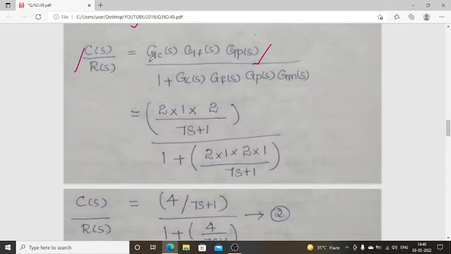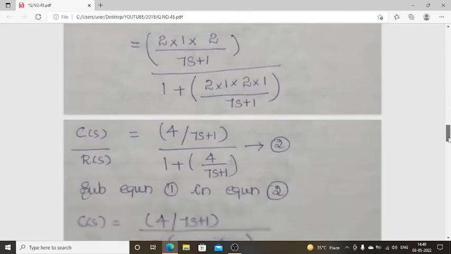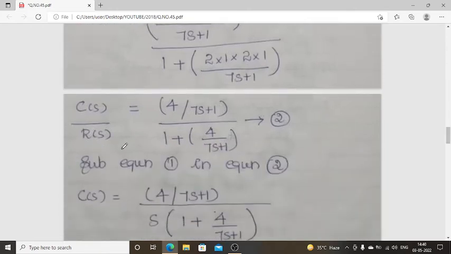So here we know GC of S, GF of S, GP of S and GM of S. Substitute the values here: 2 into 1 into 2 divided by 7S plus 1, divided by 1 plus 2 twos are 4, 4 divided by 7S plus 1. So finally, C of S by R of S is equal to 4 divided by 7S plus 1 in the numerator, whole divided by 1 plus 4 by 7S plus 1.